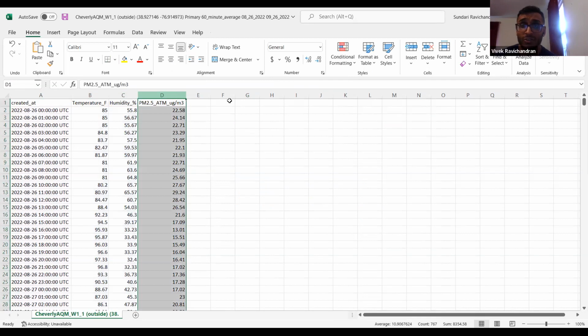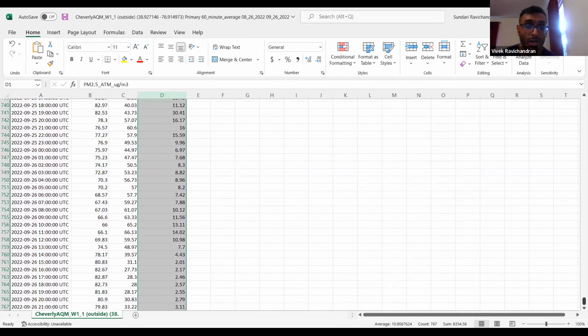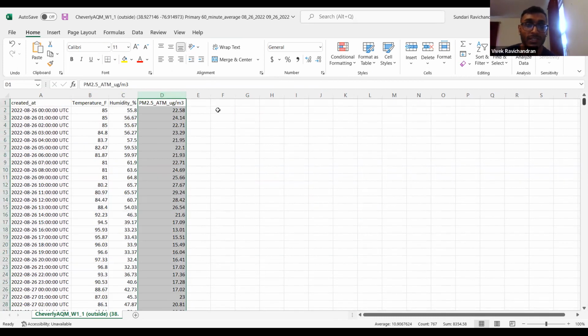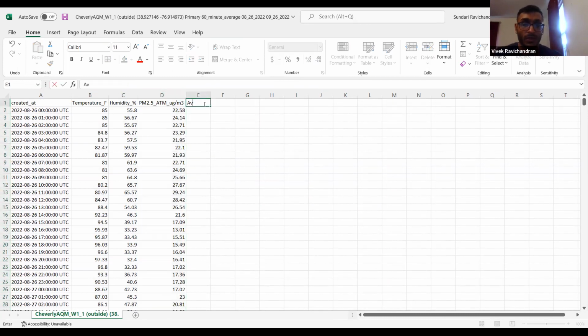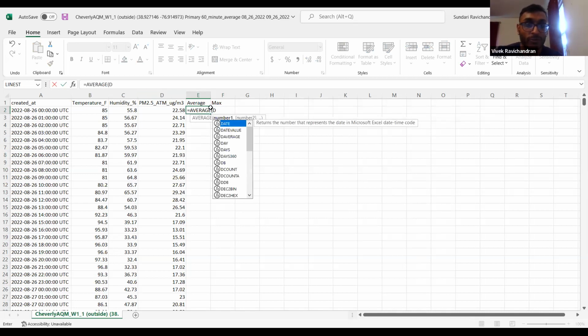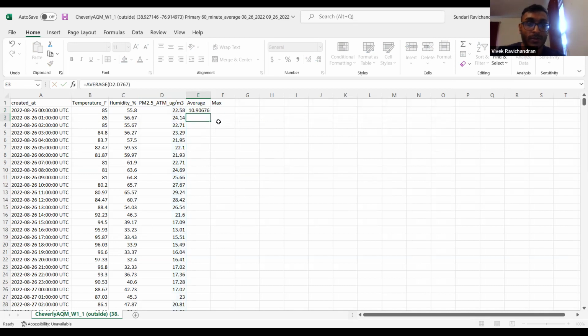You could look at the average for the entire duration of your study period. So for a 1 month average, you have 767 observations because we're looking at hourly data. Within Excel, to quickly skim my data, I can just do an equals average, and then select that column for PM 2.5. That's your average PM 2.5 level exposure for 1 month for that specific monitor.